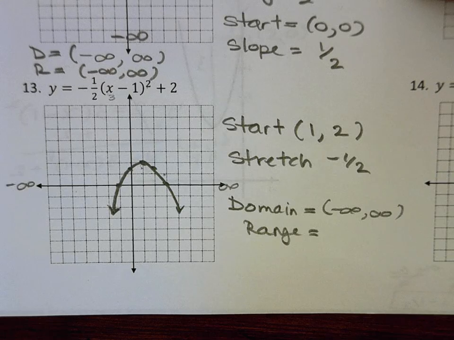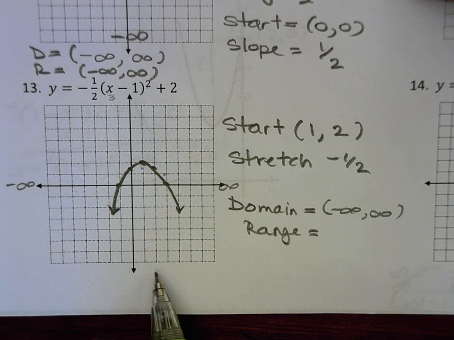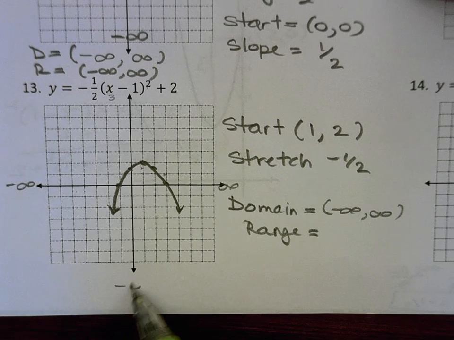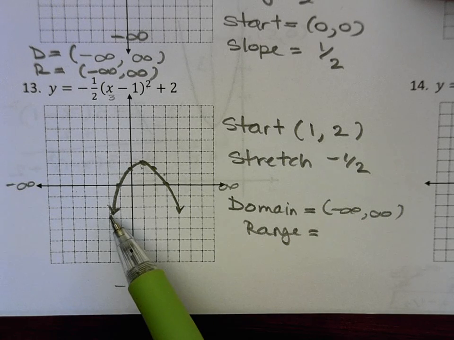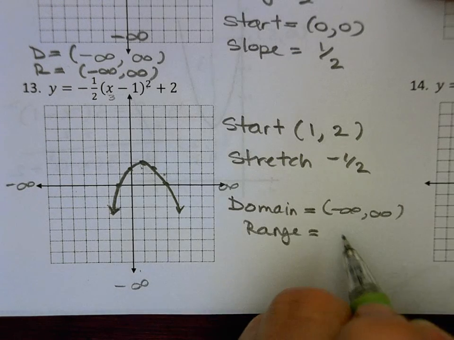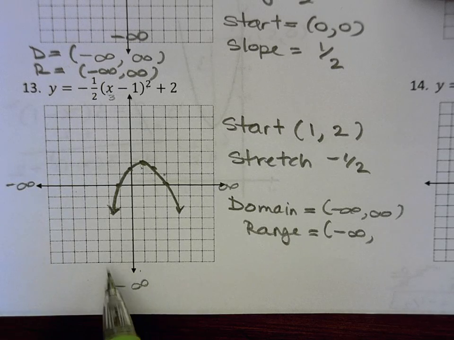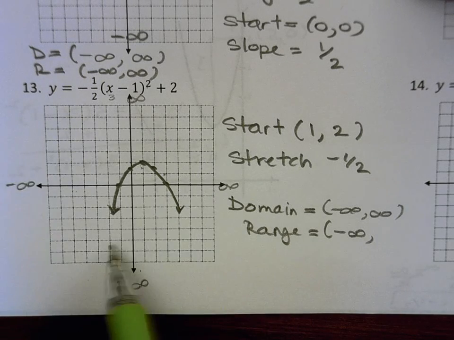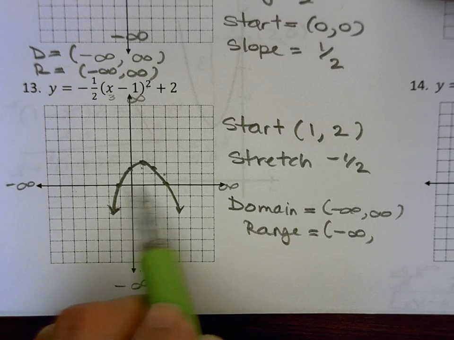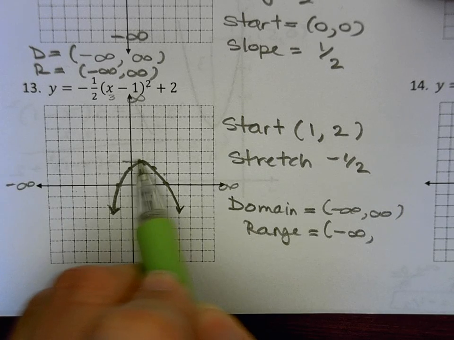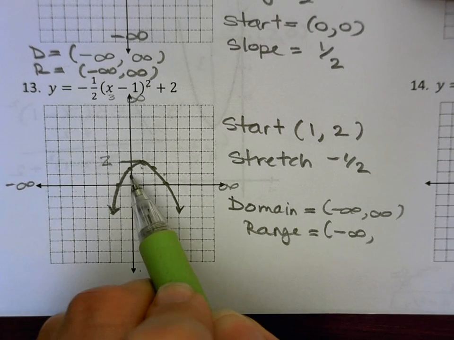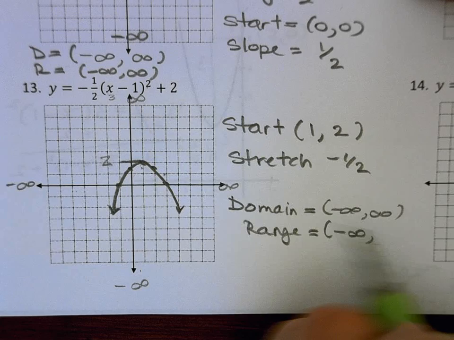The range is bottom to top always, so I look bottom-wise. So if I look here, although the graph isn't drawn down here, the arrows imply that it's going to drop and go down forever. So negative infinity. And then the height does not go up forever. We have to look to see where on the y it actually stops, and it looks like it stops here on the y. So at 1, 2 is the highest point of my graph, and it's inclusive.